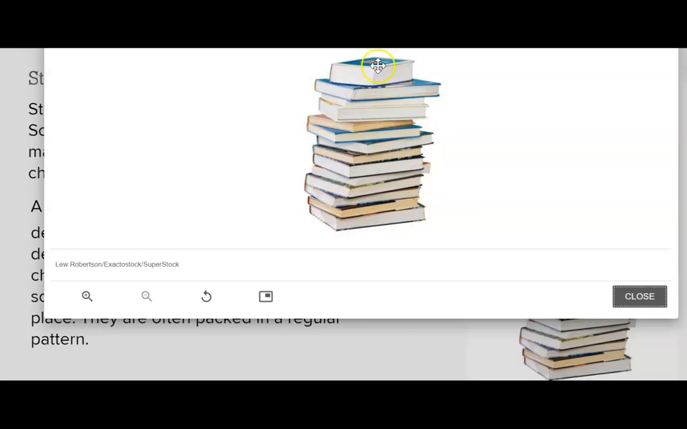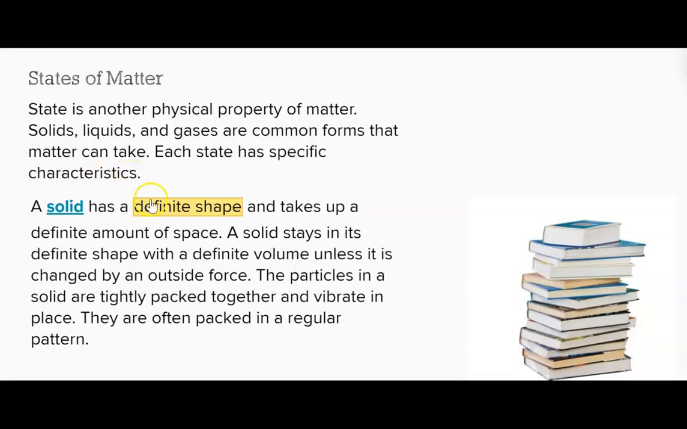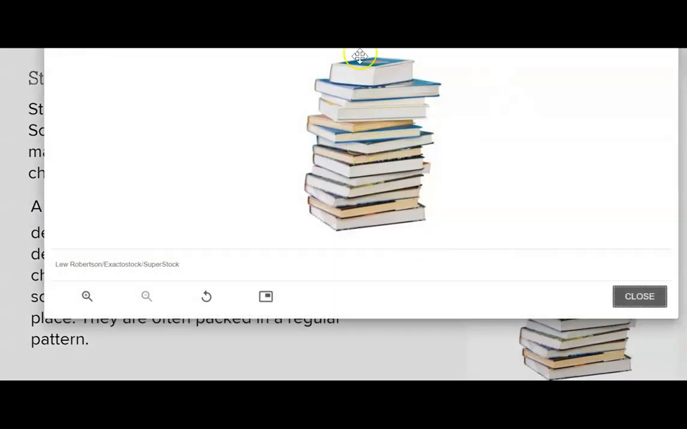change. This small book will not suddenly increase in size or decrease in size, or somehow the particles of this book will disappear. No, so it has a definite shape. A definite shape meaning the shape will not change, and it takes up a definite amount of space. Again, observe the picture of this stack of books. Takes a definite amount of space.